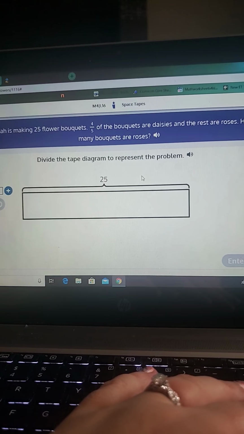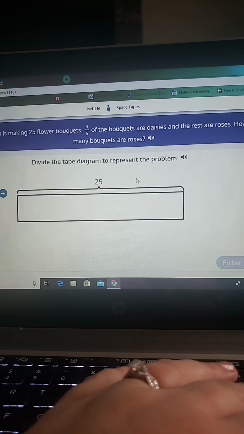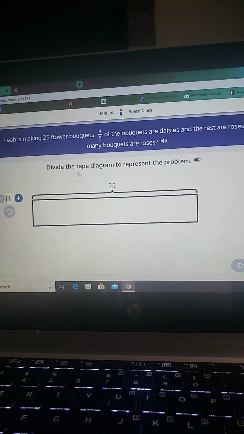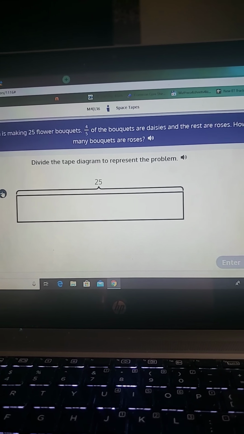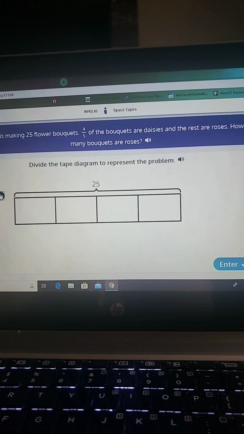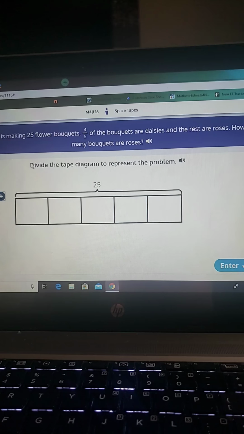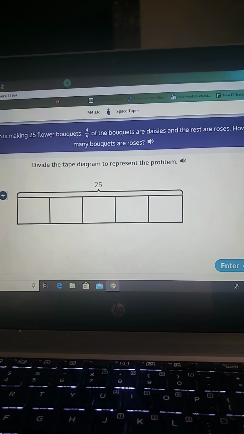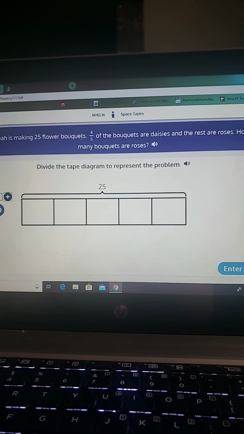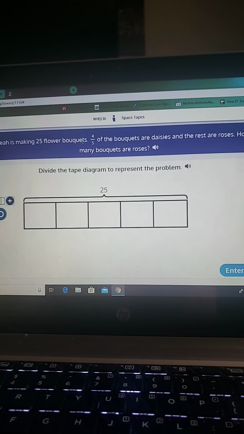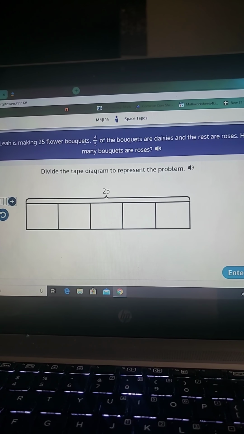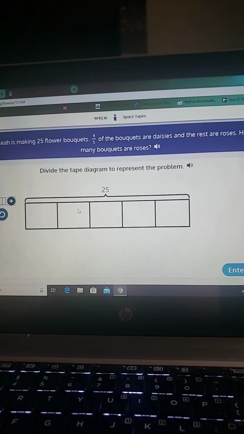And then what you're going to do is divide that by whatever your fraction is. So my fraction happens to be 4/5, so I'm going to change this to have 5 boxes. If your fraction is 2/3, do it in thirds. If your fraction is 7/8, turn it into eighths. Whatever your denominator is, that is what you want to split your box into.